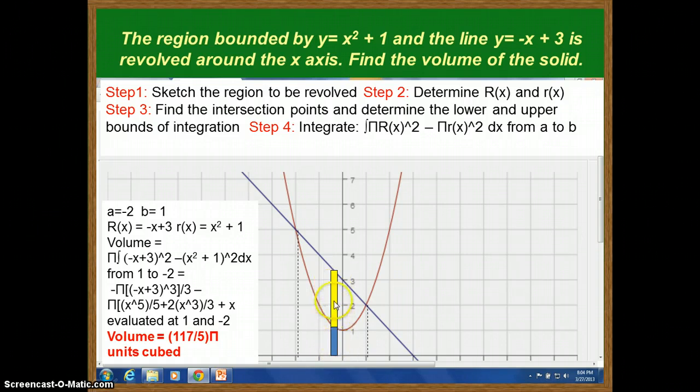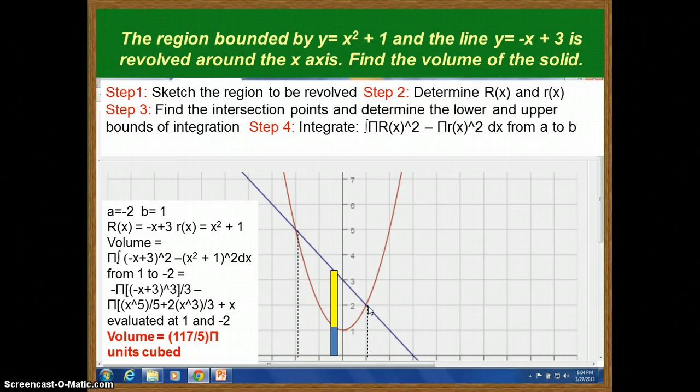So the step, now be careful that you need to subtract volumes, areas, not just the linear radius. That will not give you the correct answer. So you want to subtract pi capital R of x squared minus pi little r of x squared, the cross-sectional areas. The next step is to find the intersection points and determine the lower and upper bounds of integration. So as you can see from the curve here, one intersection, let's call it a, is at -2, and the other intersection, let's call that b, is at 1, and those will be our limits of integration.